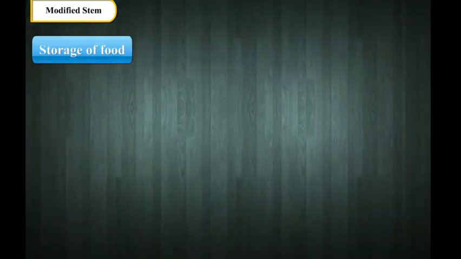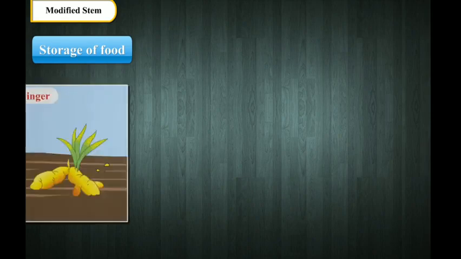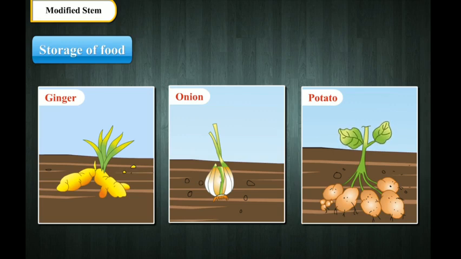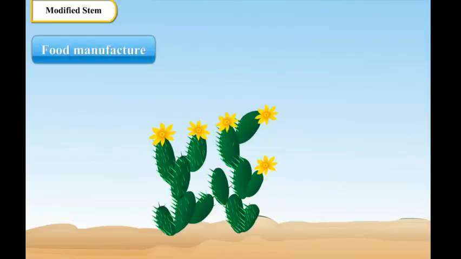Storage of food. Stems of plants like ginger, onion, and potato develop underground. They become thick and fleshy due to the storage of food. Food manufacture. Plants like cactus and opuntia grow in deserts or in very dry places. In such plants, the stem is modified into a thick, fleshy and green structure. These stems manufacture food by photosynthesis and also conserve water.